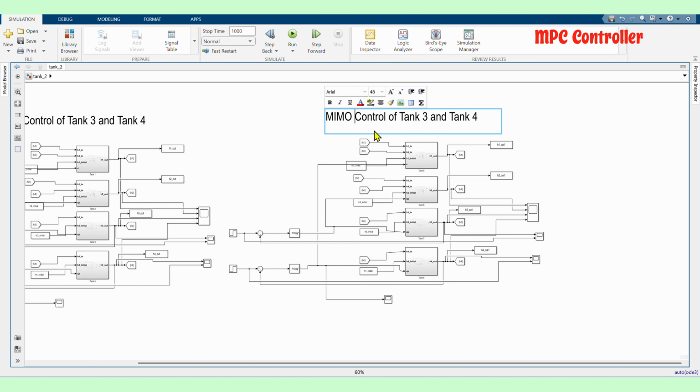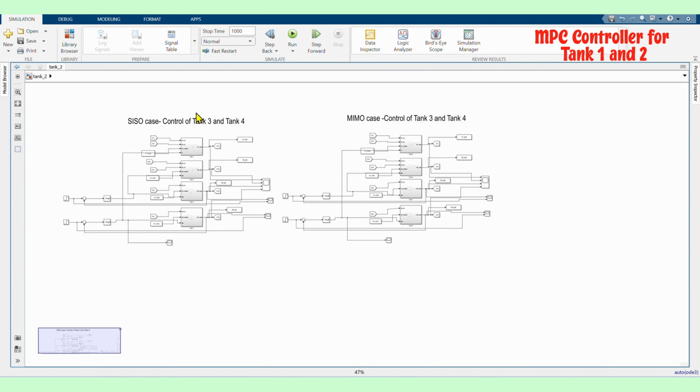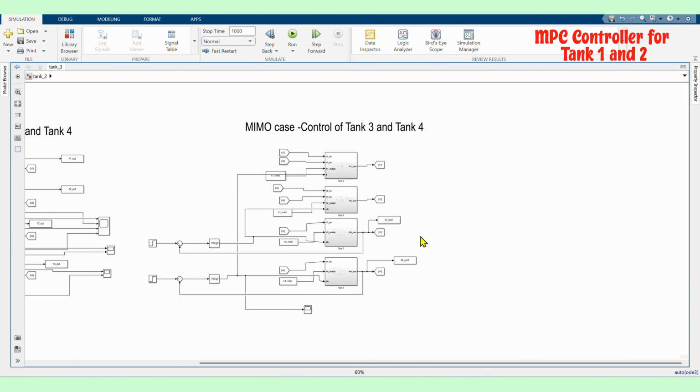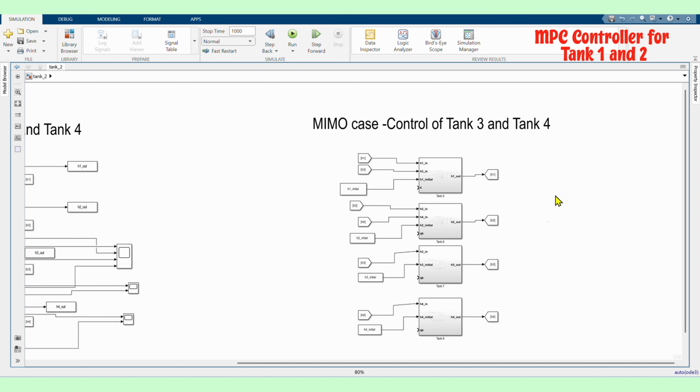Model predictive control (MPC) is an advanced method of process control that has been in use in various processes, especially in multi-input, multi-output systems. Here, I am going to demonstrate how an MPC controller can be designed for a MIMO system.